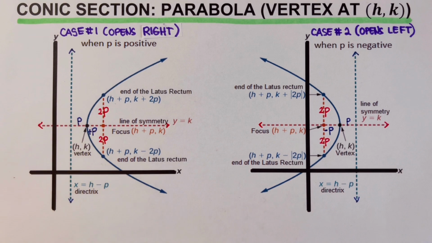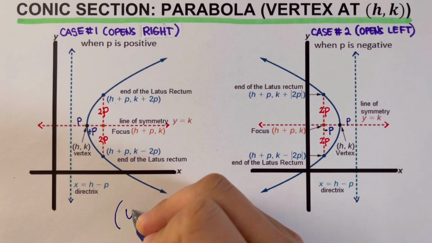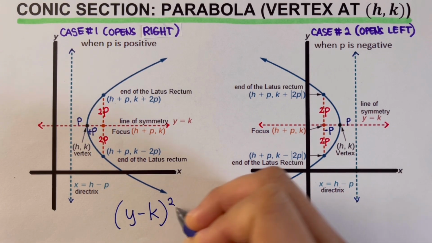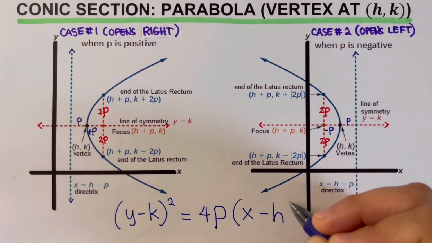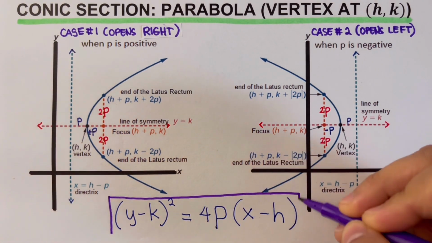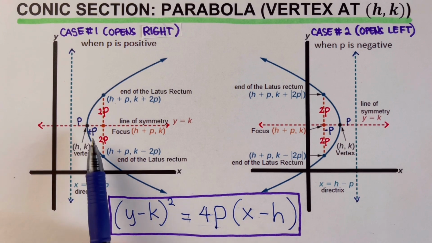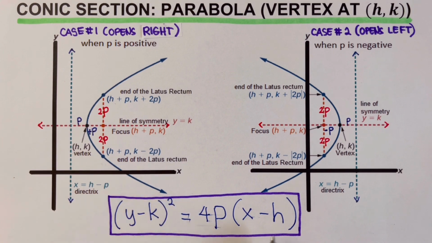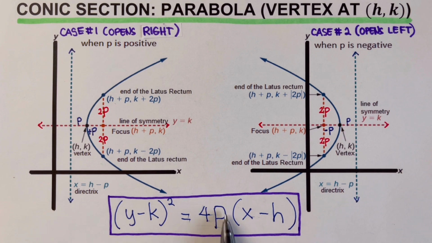For these 2 cases, the equation that we are going to use every time will be (y − k)² = 4p(x − h). So this is the equation that works for these 2 cases. We remember that the sign of p matters between these 2 graphs. Whenever p is positive, it opens to the right. If p is negative, it will open to the left. So they're pretty much the same thing, but p matters because it determines where the parabola opens.